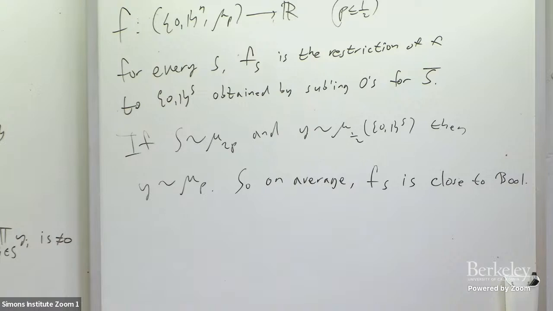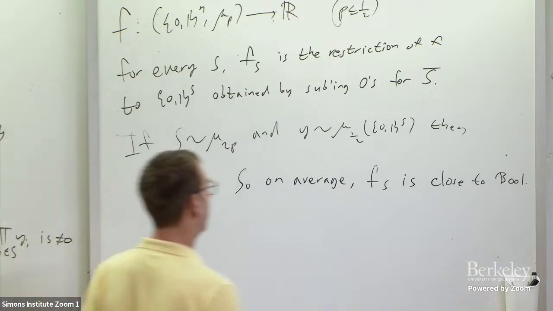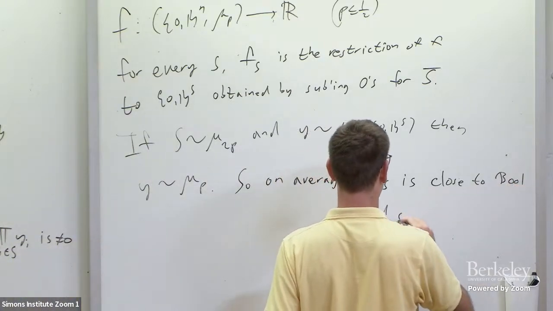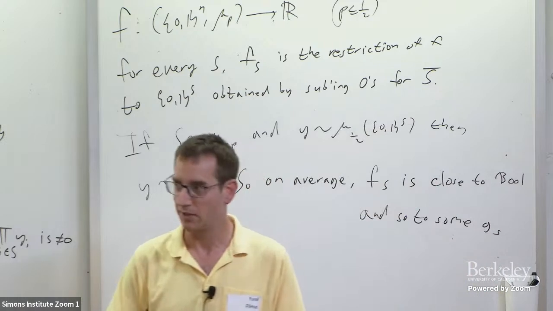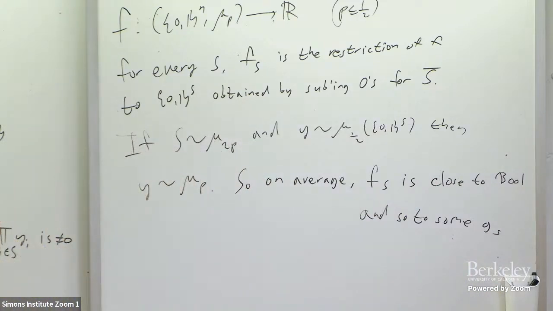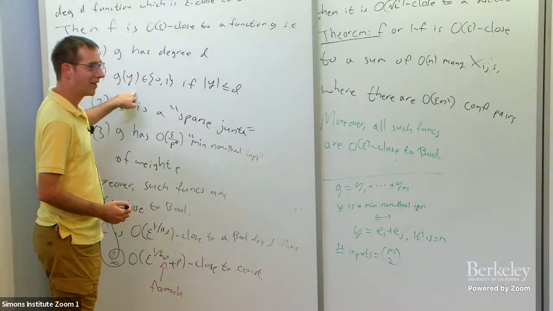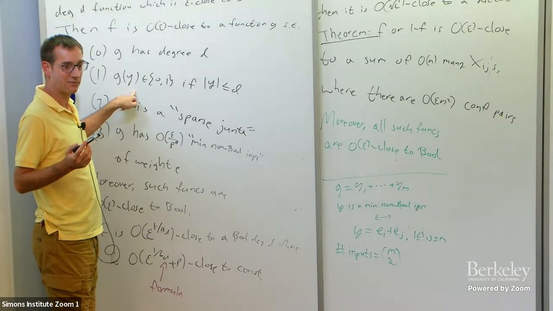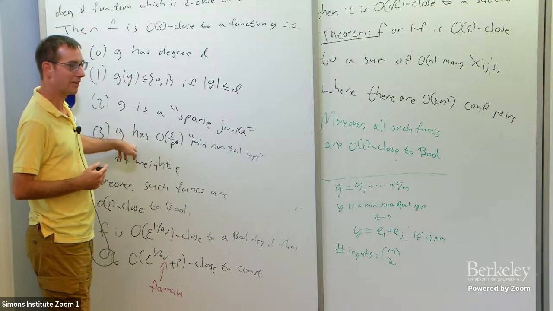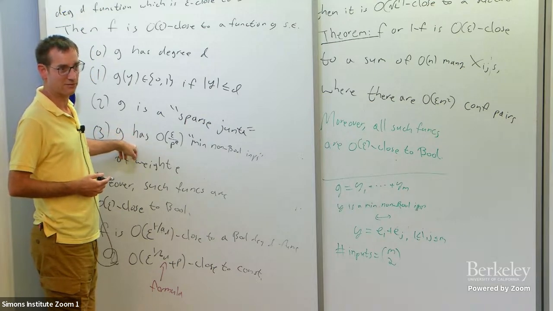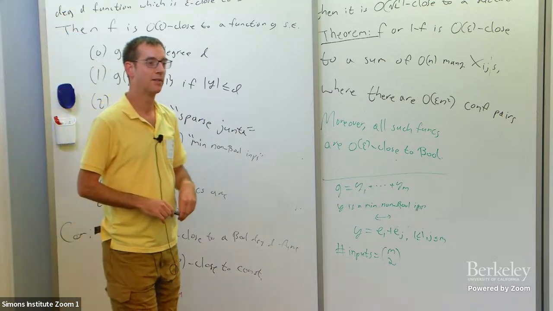So g is the function we obtain by pasting. We get some g_s, where g_s is the function promised to us by the FKN theorem or the Kindler-Safra theorem. And we paste all of these g_s's into this global function g somehow. By design, g is degree d. This we essentially get because the functions g_s are Boolean. This we get because of the way we do the pasting. And this we get because the function is epsilon close to Boolean.